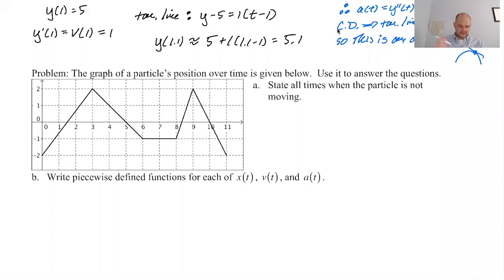All right, we're back. We are in note 3 of Calc AB. We are on page 4, and this is kind of like the second problem. So let's see if we can do it. The graph of a particle's position over time is, so position over time.